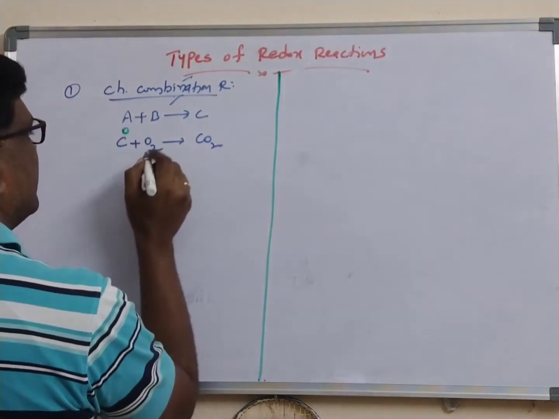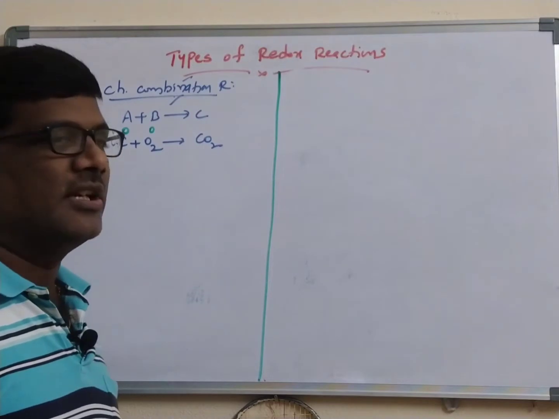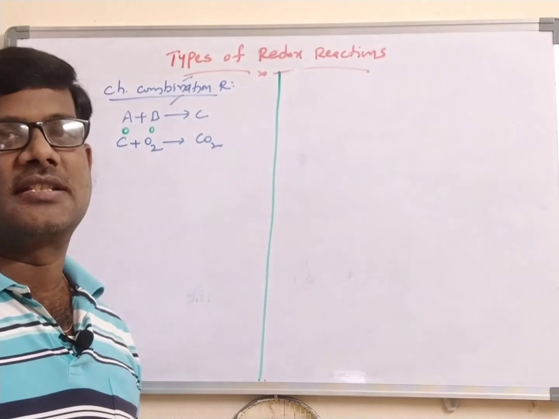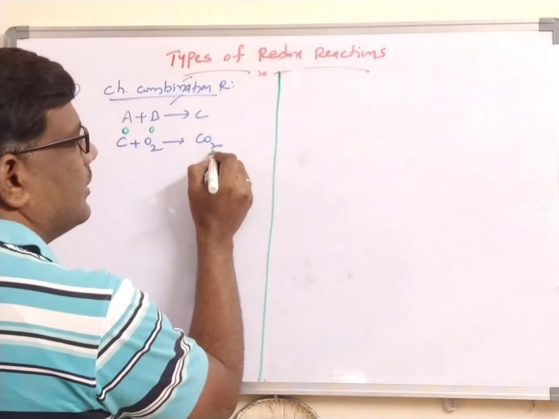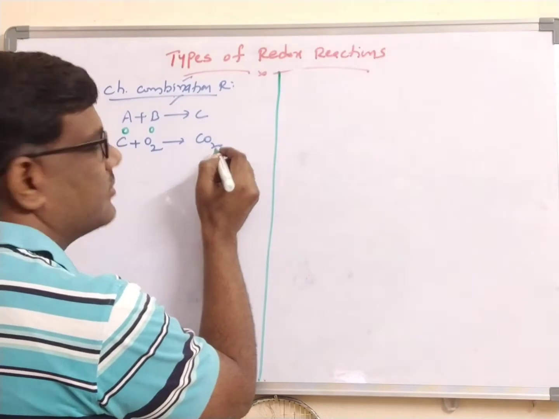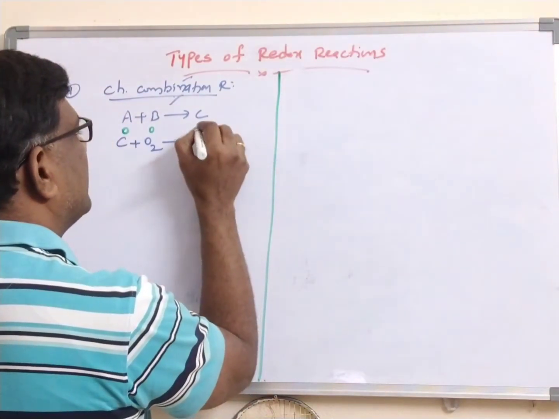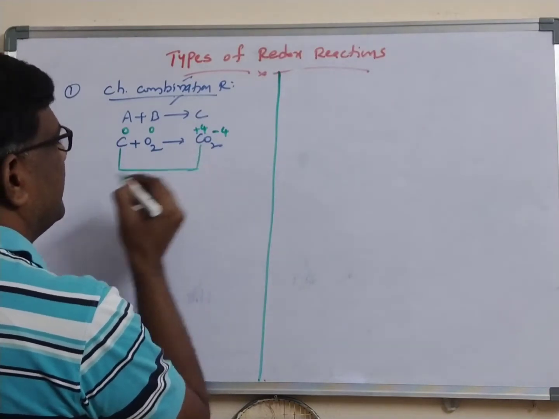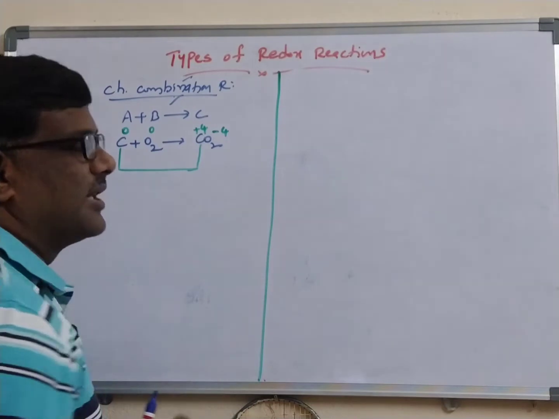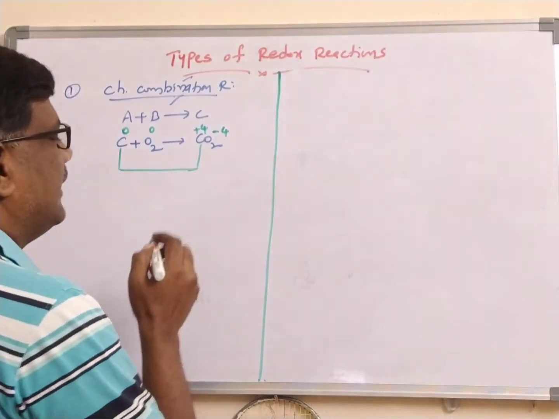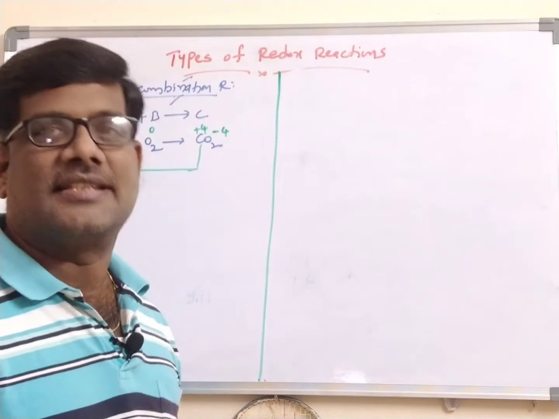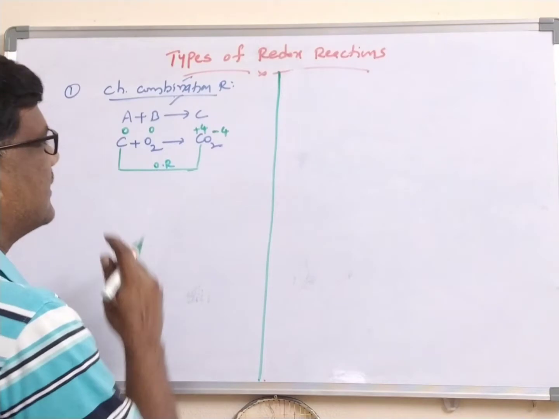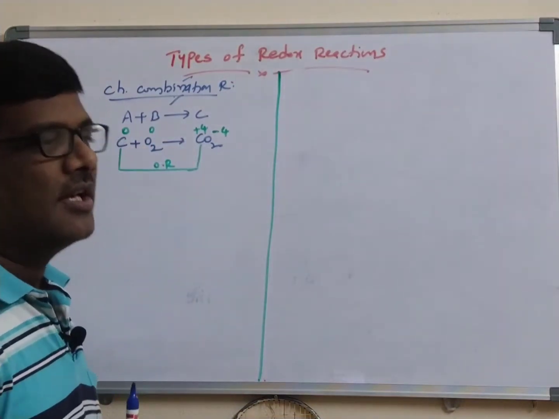Carbon's oxidation state is 0, oxygen's oxidation state is 0, because they are present in the uncombined state. Any element in the uncombined state has oxidation state equal to 0. Here, each oxygen generally shows -2, so 2 oxygens will be -4, and ultimately carbon must have +4. Now observe the change. The oxidation state of carbon changes from 0 to +4, nothing but increased. Any reaction where the oxidation state increases is called the oxidation reaction. That's why carbon undergoes oxidation to give carbon dioxide.